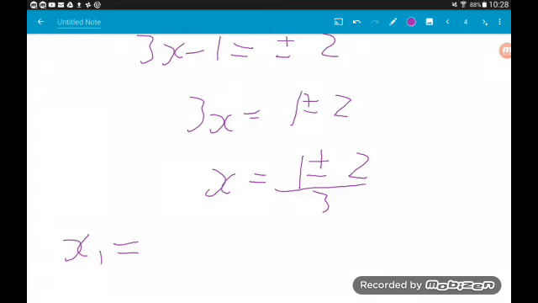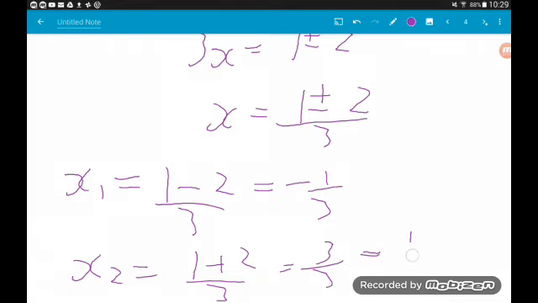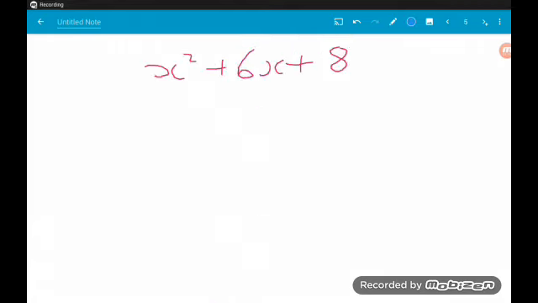which I'm going to take to be 1 minus 2 over 3, which is going to give me minus 1/3, and then the other one, x2, is 1 plus 2 over 3, which is just 3 over 3, which is 1. Jobs again. Okay, next example.